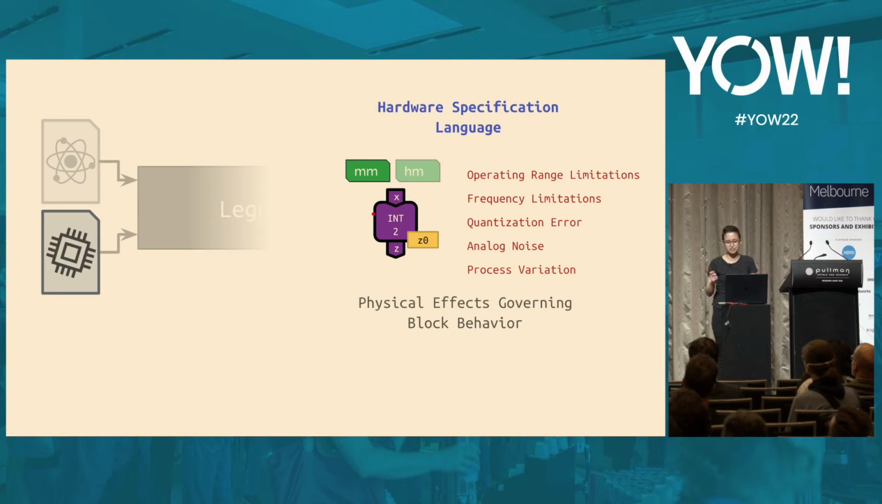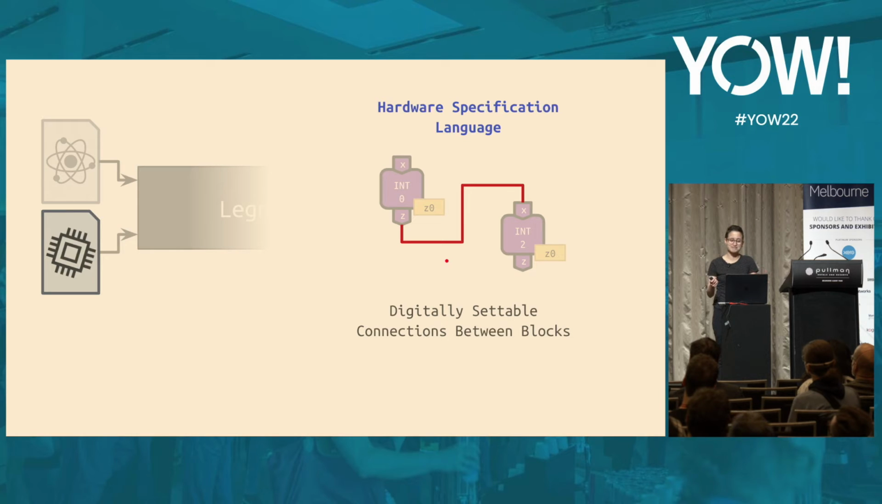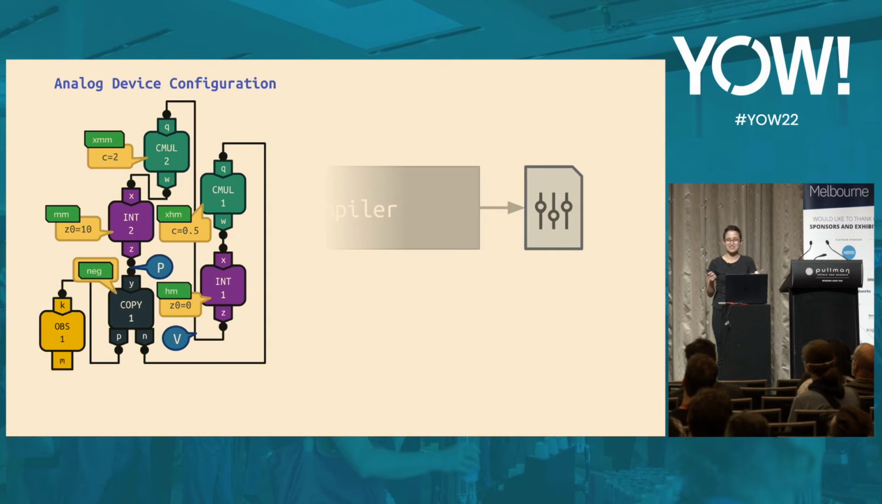The specification also describes all of the analog behaviors I talked about earlier. We're not going to discuss how that is specified. Okay, and the hardware specification language, as I alluded to earlier, also defines the constraints that govern how you can connect blocks together. So those are the inputs.